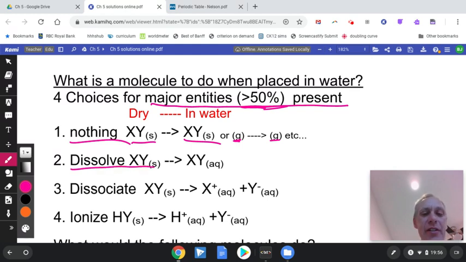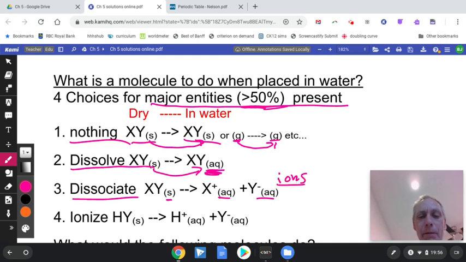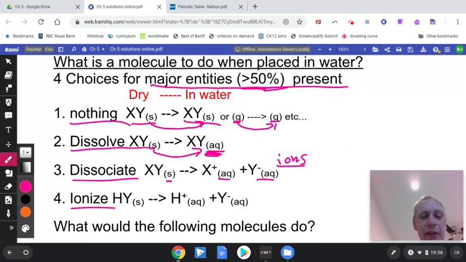Option number 2 is to dissolve it. Dissolving means make it aqueous. So this one, solid goes to solid, gas goes to gas. This one, solid goes to aqueous. Dissociate, solid goes to ions. And ionize, this is for acids, and they also go to aqueous ions. Okay, so do nothing, dissolve it as aqueous, dissociate into its ions, ionize into its ions. Those are your 4 choices.